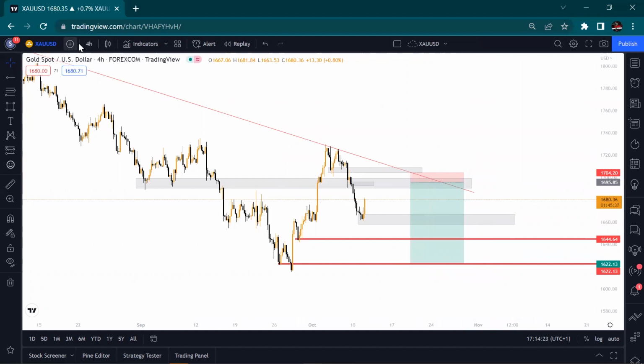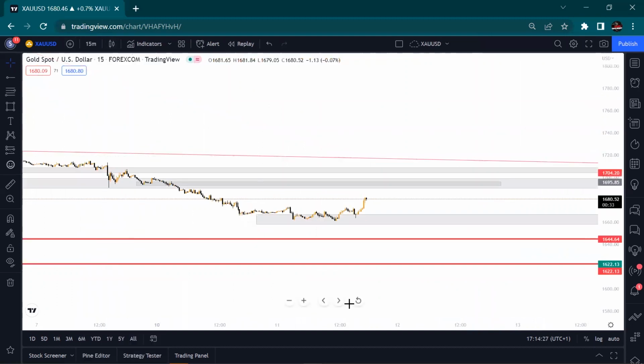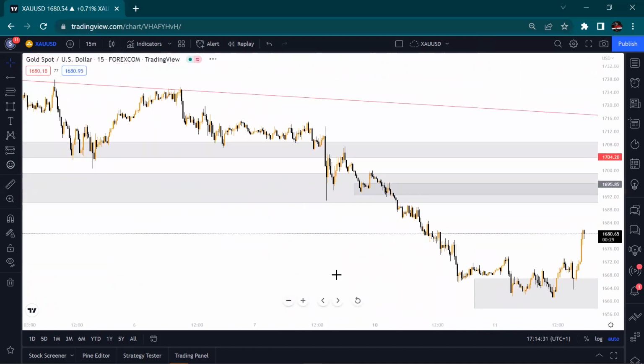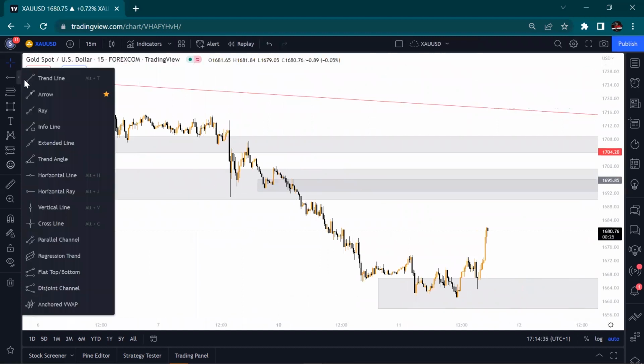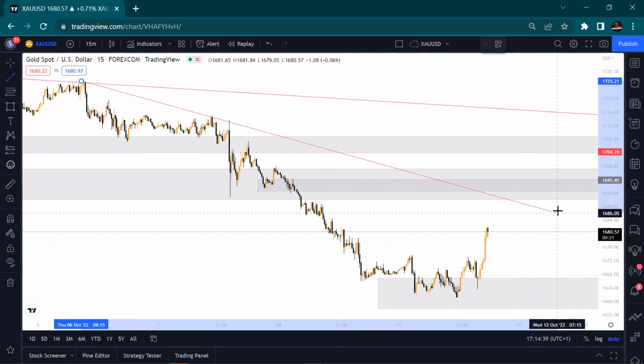And again, let me go to the 15 minute and still see if I would see a valid trend line that would still mark as a confluence here to what I'm expecting. So if I go to the 15 minute, I'll draw a trend line. I try to fit in with what I'm seeing.